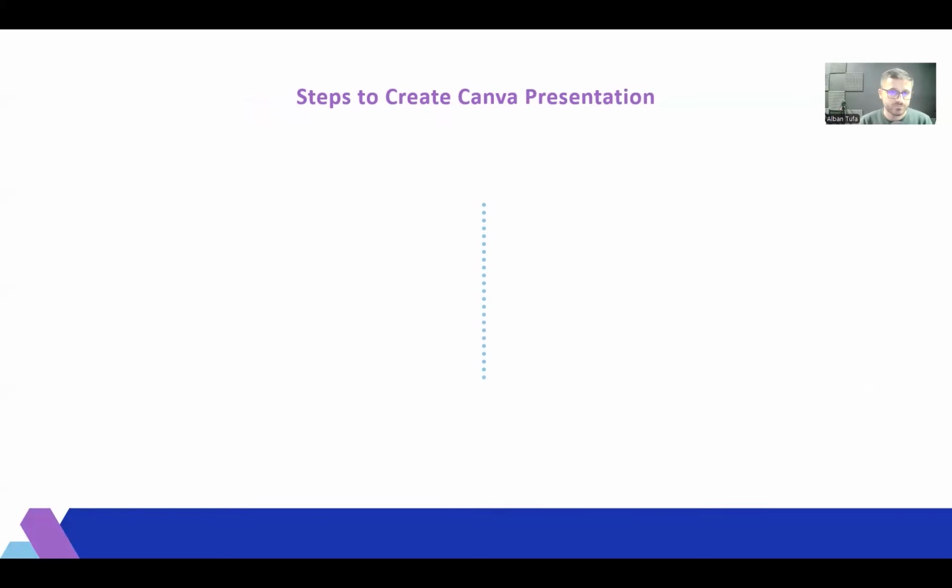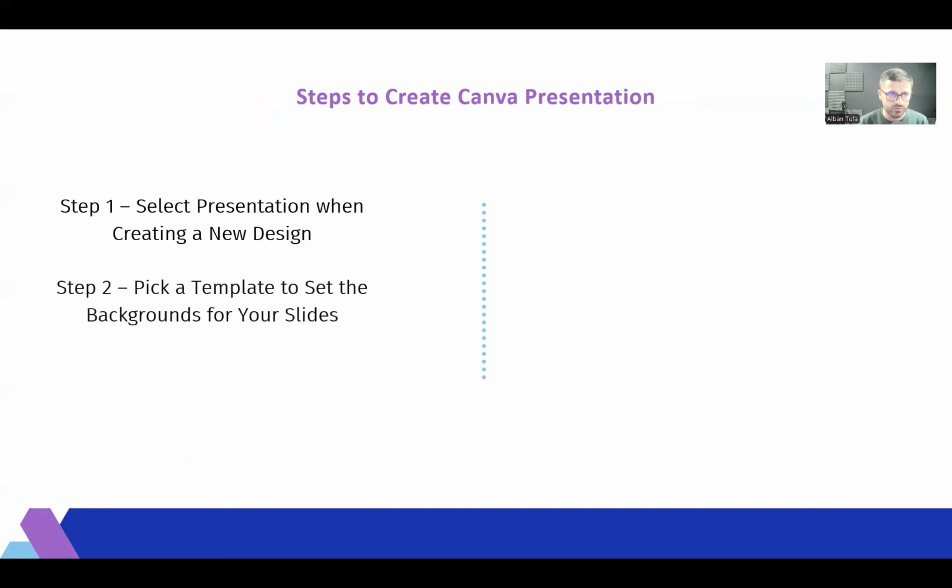There are, I think, 6 steps to create a Canva presentation. The first step is to select a presentation when you create a new design in Canva. If we are going to use Canva for a presentation, we need to choose a presentation. And step 2 is to pick a template to set the background of your slides.